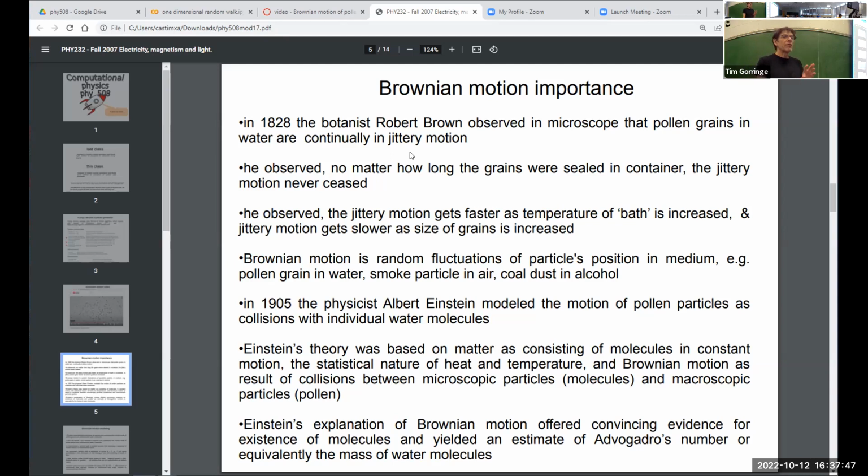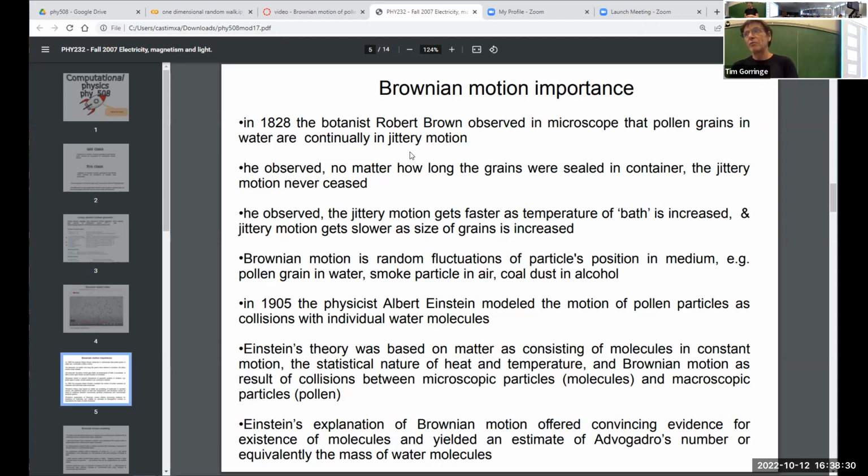He actually observed a number of features of that motion. One feature was that the motion never ceases. If you put pollen grains in a vessel of water, that random motion never ceases. If you put them in there today, you'll see it tomorrow, you'll see it next week, you'll see it next year. That answered the question of whether maybe they're moving around because they're alive. Well, they're not moving around because they're alive.